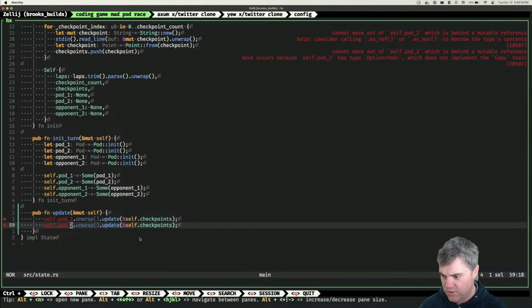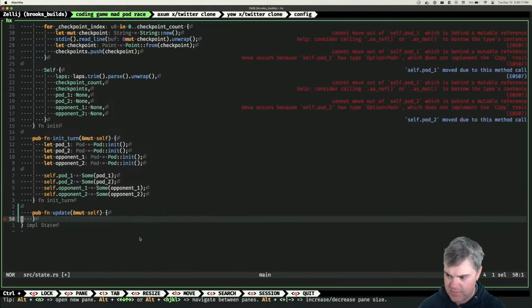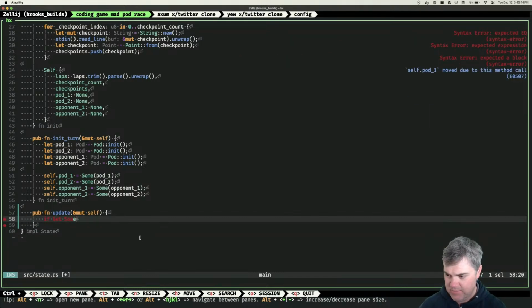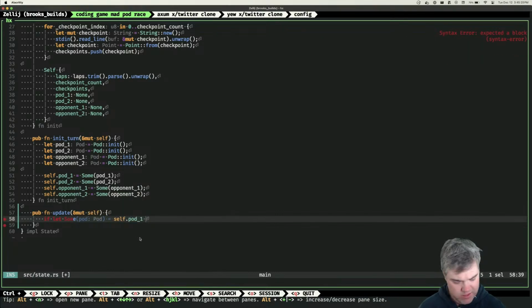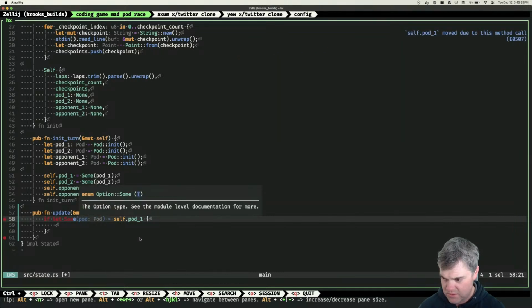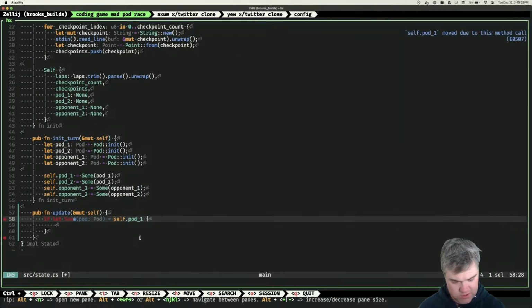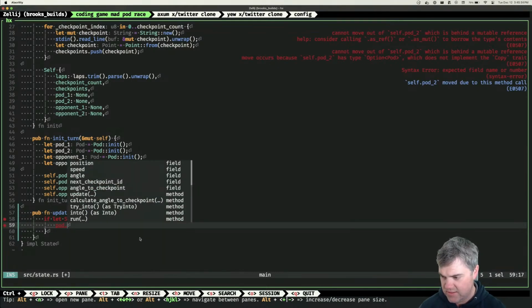Right. I don't want to update you. I want to go into the option and mutate it. How do I want to do this? I don't want to unwrap you. I want to probably like if let Some pod equals self dot pod one. Except I need you to be mutable. So can I do something like that? Oh, I can. Okay. So then we're going to do pod dot update.